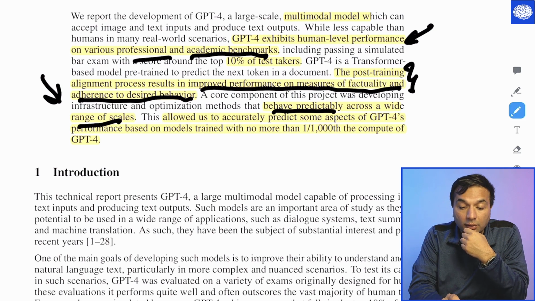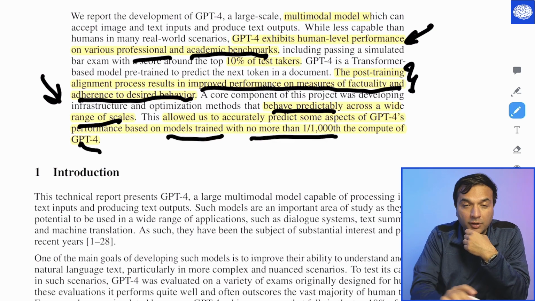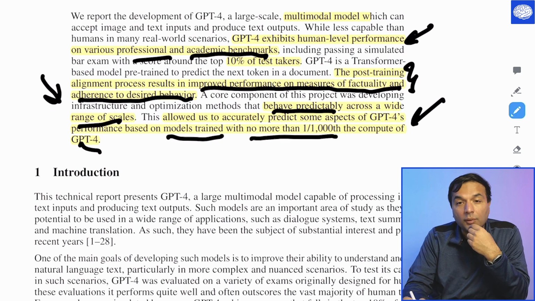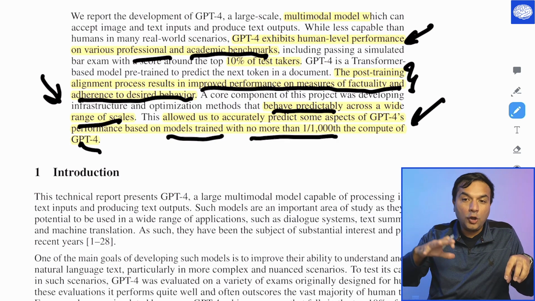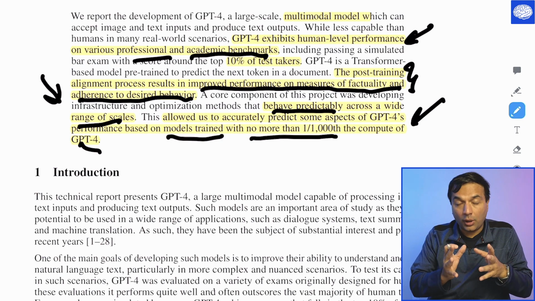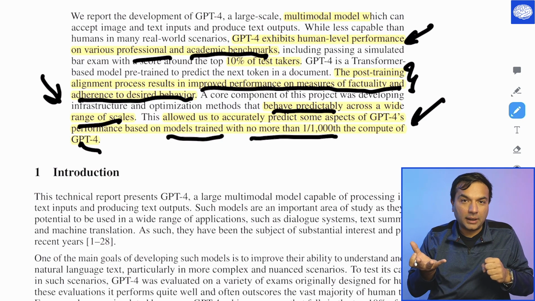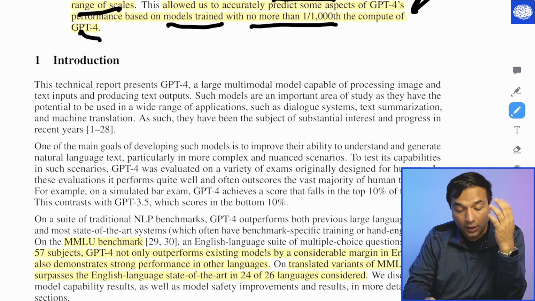That allows us to predict some aspects of GPT-4 performance based on models trained with no more than 1,000th of the compute of GPT-4. This is one of the things they want to understand: if you compare specific domain level models to this huge large language model, does it beat them? Because that's important. If it can be a general purpose technology, it can be used anywhere. And that's the selling point of these large models.